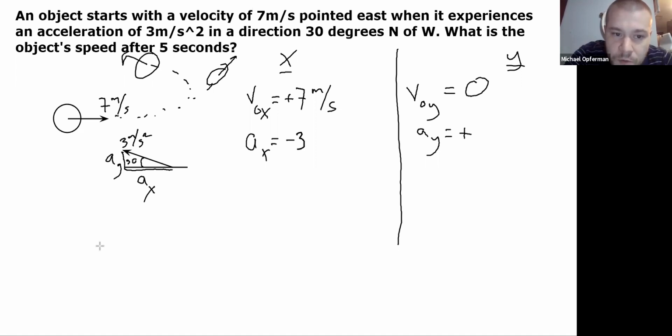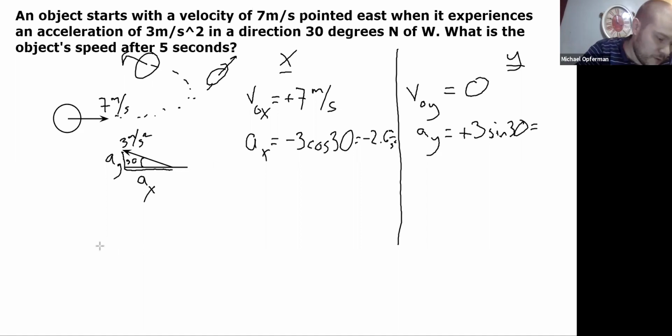So this is going to be 3 cosine 30. Just not writing the units there to save space. 3 times cosine 30 equals 2.6, minus 2.6, because I need that negative sign in there as well. And the y component of acceleration is going to be 3 times sine of 30, which I believe is 1.5. Just make sure. Yes, sine of 30 is half, so this is positive 1.5.